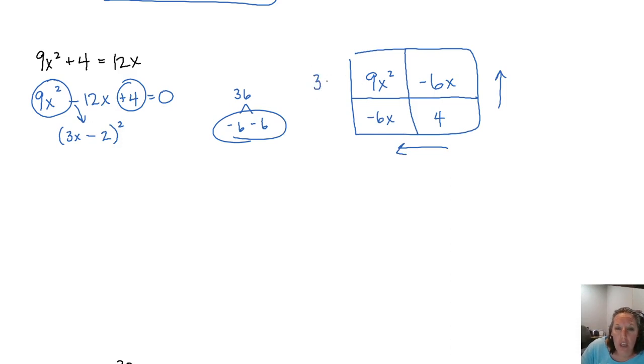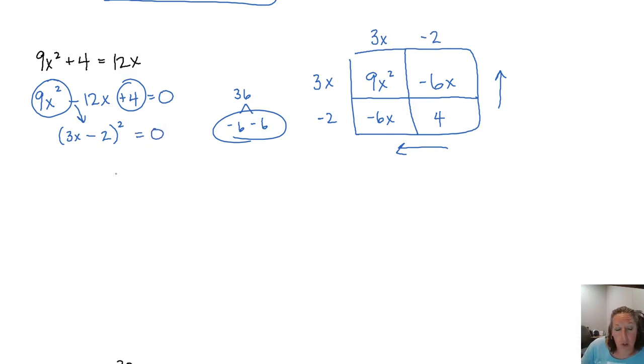So 3x is going to be the GCF. And then negative 6x and 4 has a GCF of 2, but since the negative is closest, we're going to pull out the negative with it. And then 9x squared and negative 6x, we're going to take what's closest to it. That has a GCF of 3x. And then negative 6x and 4, again, is a 2. But since that negative is right next to it, we'll pull out the negative 2. We do see 3x minus 2. 3x minus 2 equals 0.